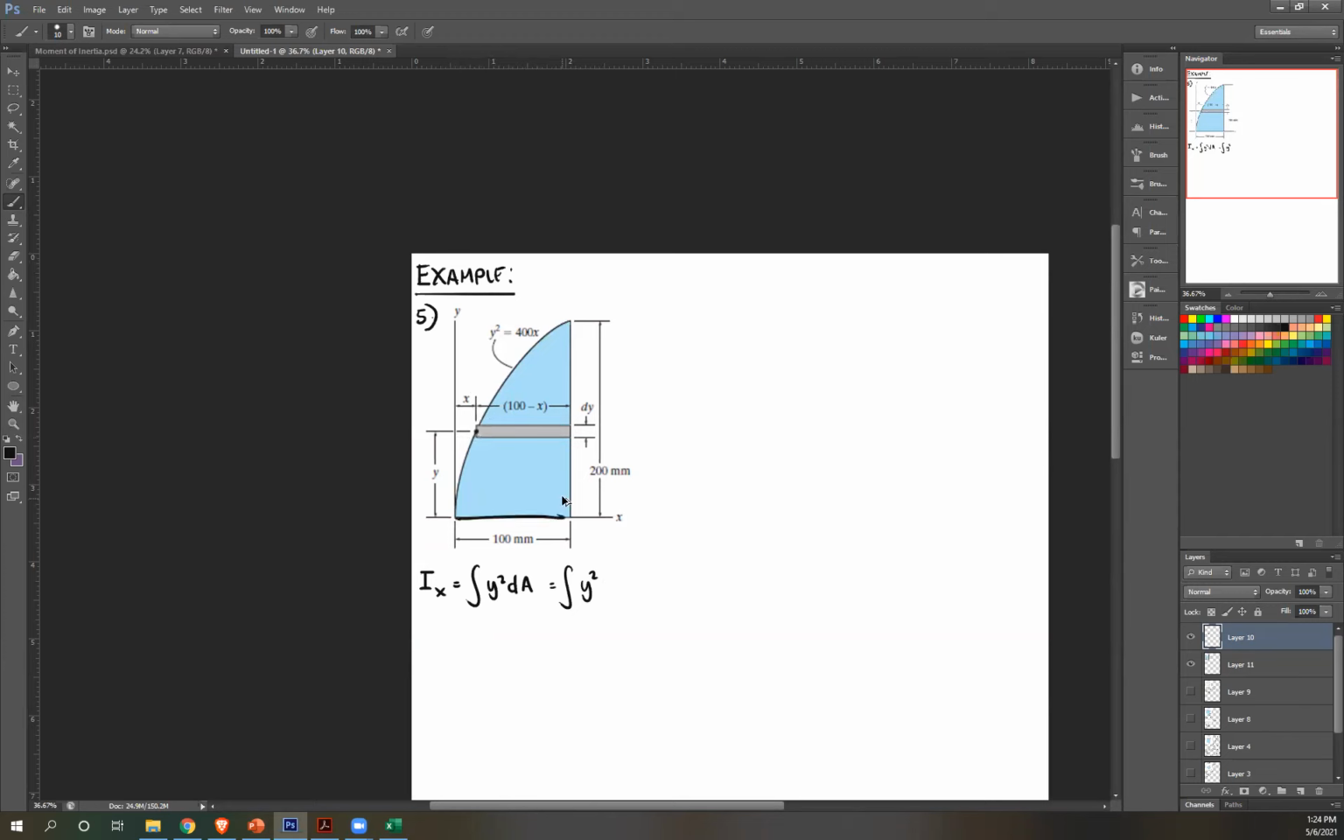Okay, once again, total length 100. Subtract this from 100 to get this base. And this is just the x coordinate of your curve. This is your curve. So 100 minus x. And then height, dy.